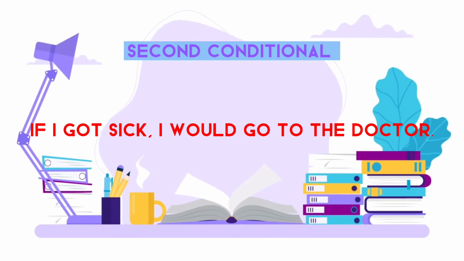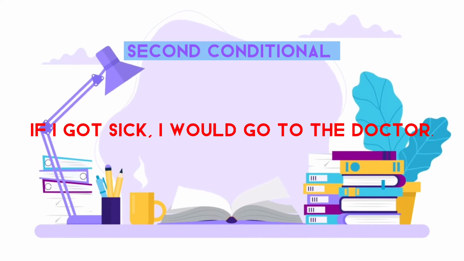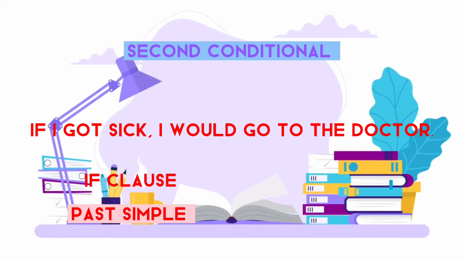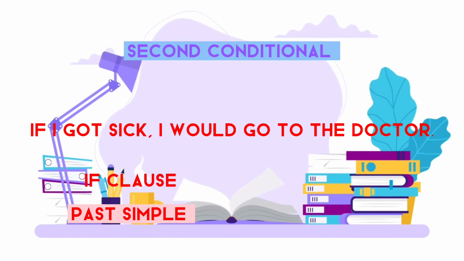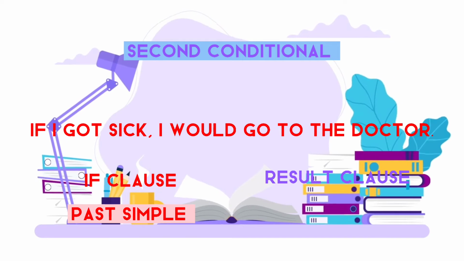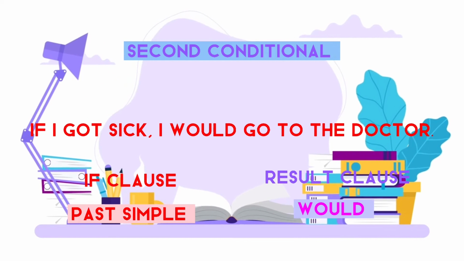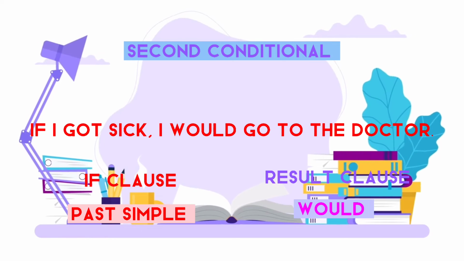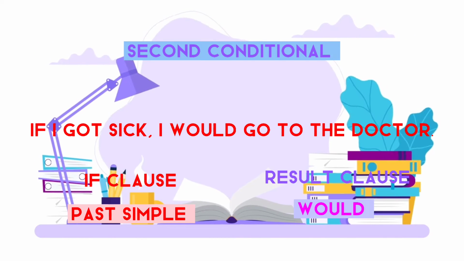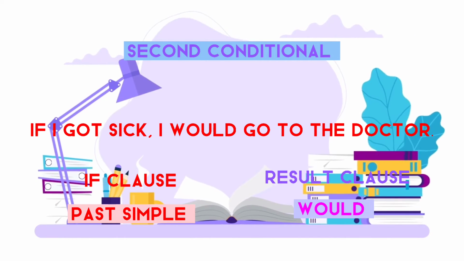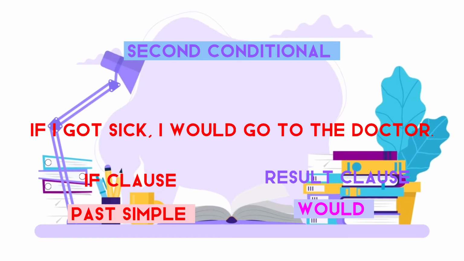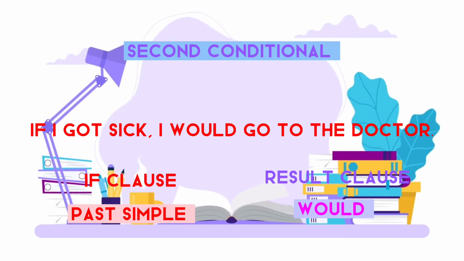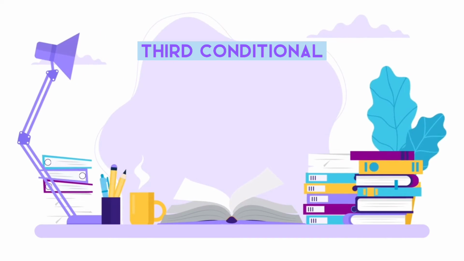But to express this in English, we use if with the past simple, and then would and the verb infinitive in the result clause. So we use the modal verb would to show that we're imagining the result. There are lots of different uses for the second conditional. We use it to give advice, to give reasons why we can't do something, and generally just imagine that life is different.